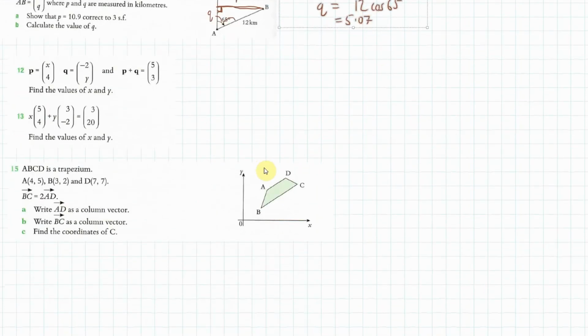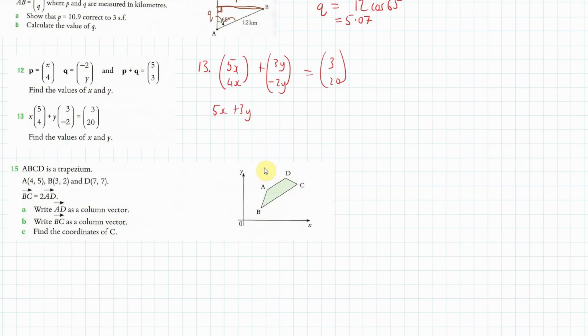Now, let's have a look at number, I think I'm going to do number 13, which I think may even be one of the ones that you have. So, I'm going to expand. So I'm going to get 5x, 4x, plus 3y, minus 2y, so I'm expanding my column vectors, equals 3, 20. Now let's split it up into two parts. We've got the top lines, 5x plus 3y should be equal to 3. And we've got the bottom line, 4x minus 2y is equal to 20. So we've got a simultaneous equation here.